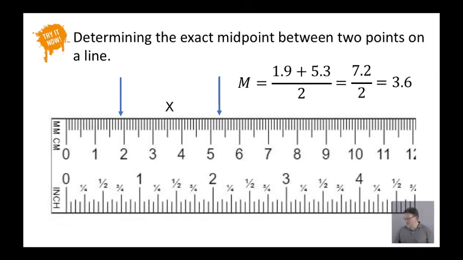Welcome back. Well, this was a problem very similar to the one we did together here. The two locations were 1.9 and 5.3. If you average those two together, in other words, add them up and divide by 2, you get 7.2 over 2 with an answer of 3.6. And as you can see, that takes us to a location smack dab in the middle between those two arrows, as exactly it should be.